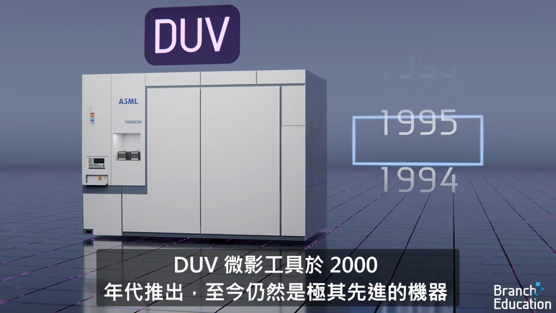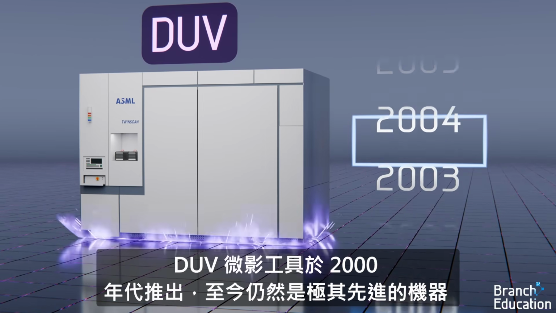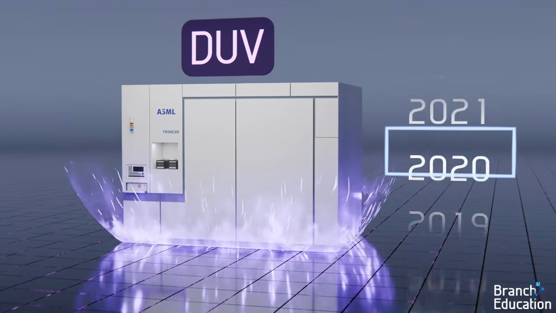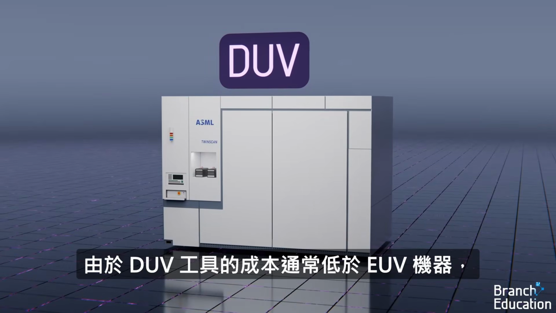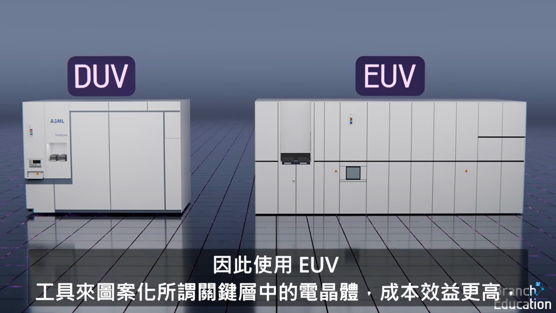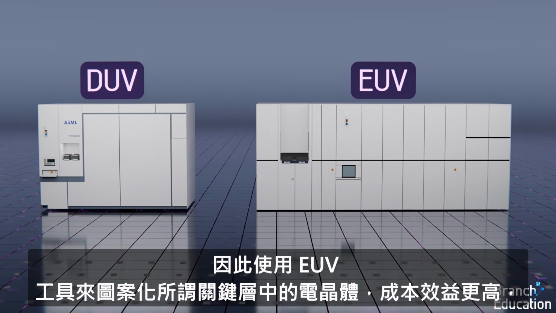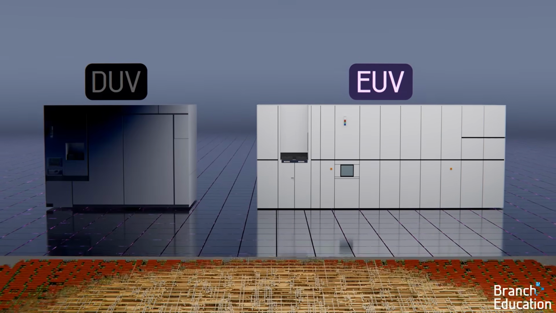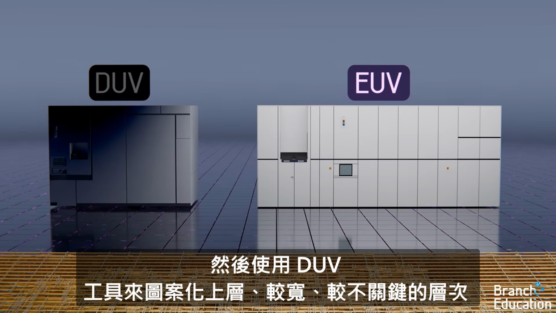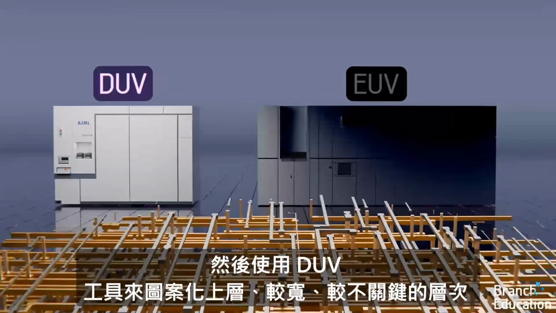DUV lithography tools were introduced in the 2000s and are still incredibly advanced machines. Because DUV tools typically cost less than EUV machines, it's more cost-effective to use EUV tools to pattern the transistors and so-called critical layers, and then use DUV tools to pattern the upper, wider, less critical layers.